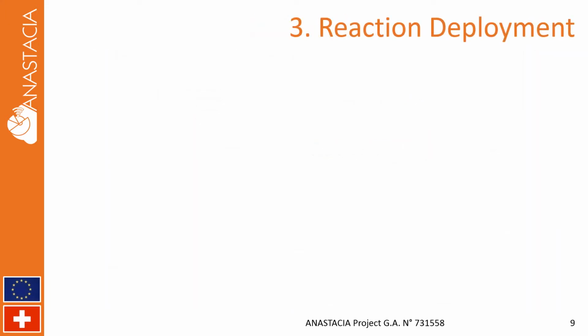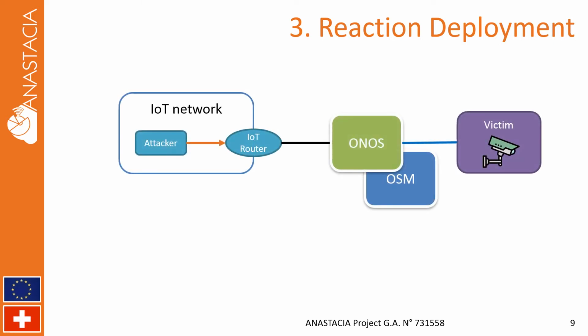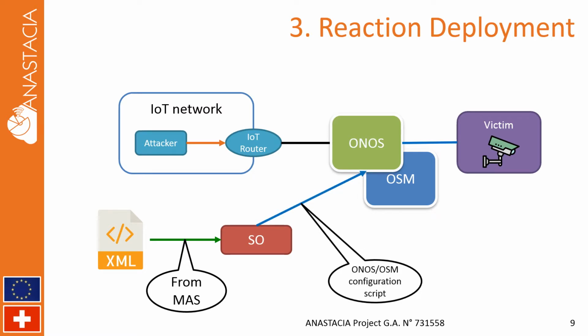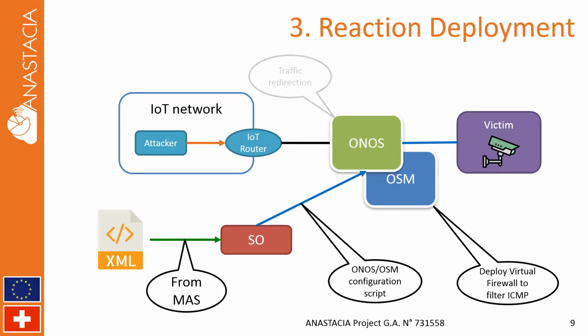So far, this is the deployment that we have. A compromised IoT device that is attacking towards an IoT victim. The ANASTACIA platform will send the countermeasures in the form of an XML file towards the security orchestrator. The security orchestrator will use ONOS and OSM configuration scripts in order to deploy a new virtual firewall to filter the ICMP traffic. Moreover, it will use ONOS in order to redirect all the traffic towards this newly deployed virtual firewall in order to effectively filter all the ICMP traffic that is going from the attacker towards the victim.